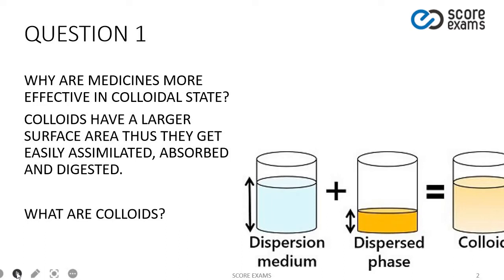To answer this question, first we must know what colloids are. A colloid consists of a dispersion medium and a dispersed phase. And these colloids have a very large surface area, so the medicines get easily assimilated, absorbed and digested. This is the reason why medicines are more effective in their colloidal state.